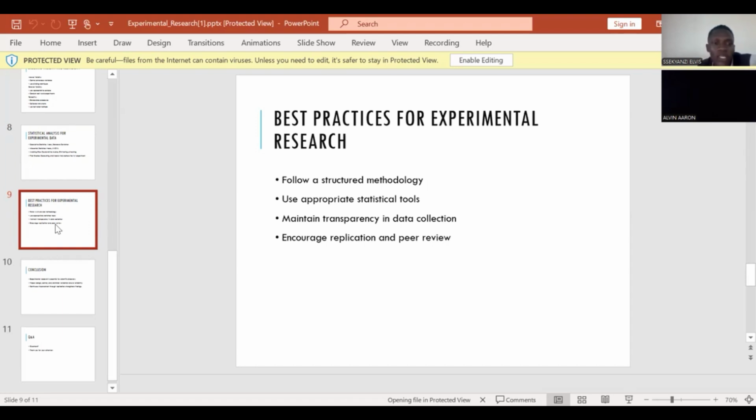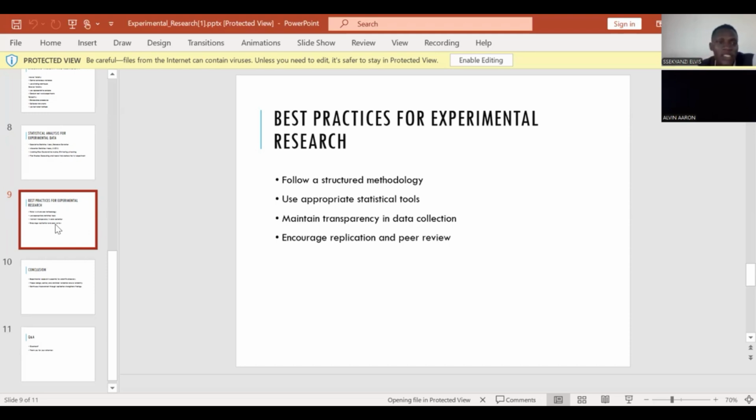Under the methodology here, we can clearly define the research question. We design the experiment with appropriate controls and variables. We develop a detailed protocol for data collection. We establish clear procedures for data analysis, then we document everything.